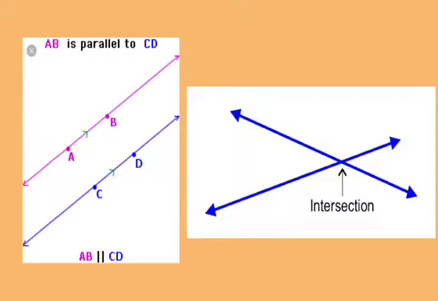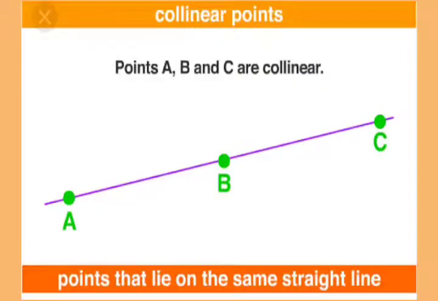Next is collinear points. If three or more points lie on the same straight line, then the points are called collinear points. The given figure shows collinear points A, B, C, as these points lie on the same line.